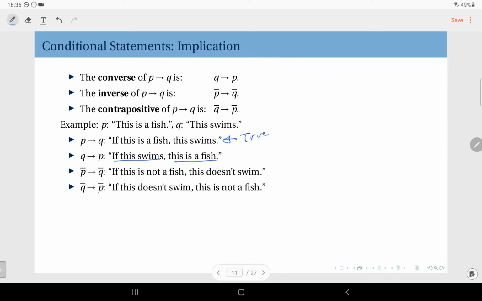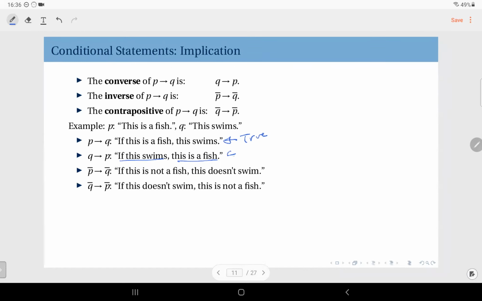On the other hand, you see the converse is not equivalent. If this swims, this is a fish. This is clearly false. There you see, the converse is not equivalent to the original implication. But obviously, it's the contrapositive of the inverse of the original implication. Therefore, it's going to be equivalent to this one. And that's the same as saying if this is not a fish, this doesn't swim. Right? And finally, you get the contrapositive. If this doesn't swim, this is not a fish.